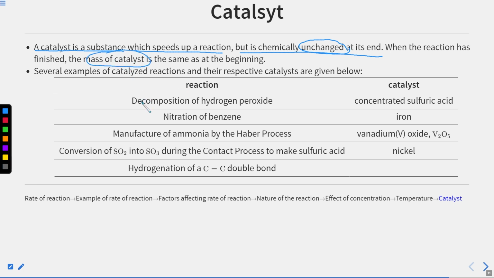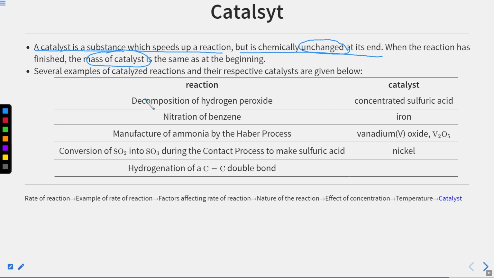But one more thing. Some definitions say that it does not take part in a reaction. This definition is wrong. Catalysts do take part in the reaction. Without taking part, it would not be possible to increase the rate of reaction. A more appropriate definition would be that its concentration, mass or chemical properties do not change at the end of the reaction, but it takes part in the reaction.